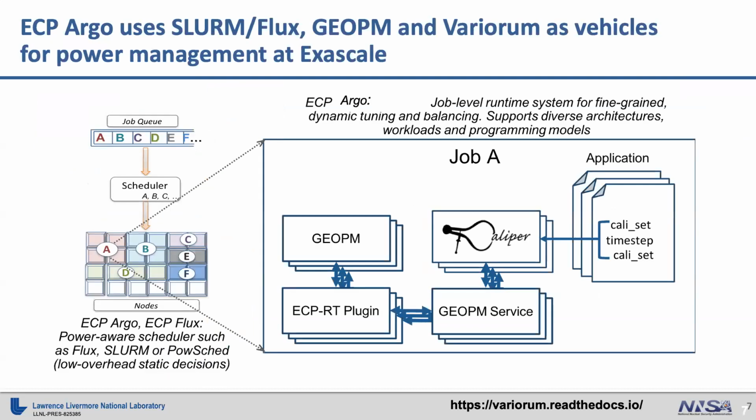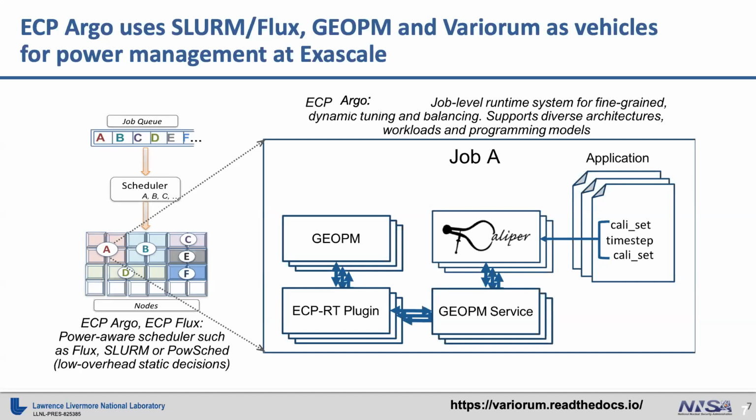Let's bring the focus back from that community effort to ECP Argo, which is a collaboration between Lawrence Livermore National Lab and Argonne National Laboratory. So this is a more limited group of people and researchers as part of ECP trying to contribute actively to PowerStack. ECP Argo uses Slurm and Flux, it uses Intel's GEOPM technology, and it uses Variorum as vehicles for power management at exascale. So the goal here is to develop that PowerStack with these known components and interfaces between these components.